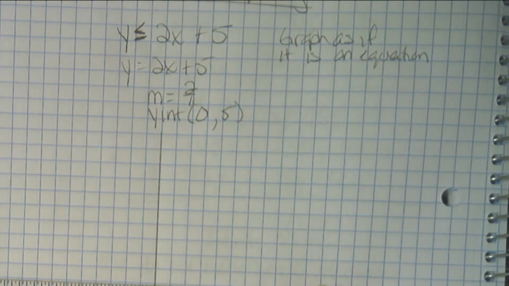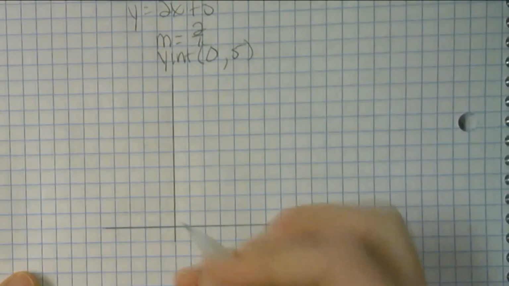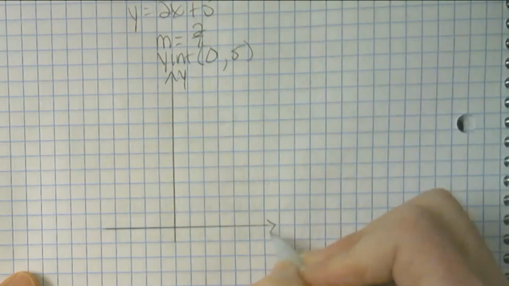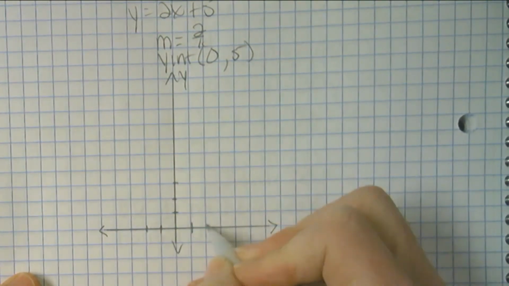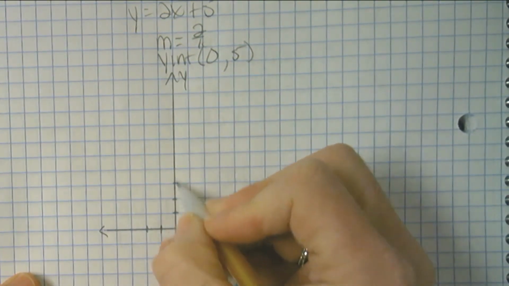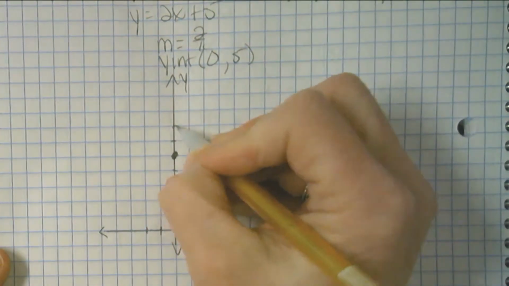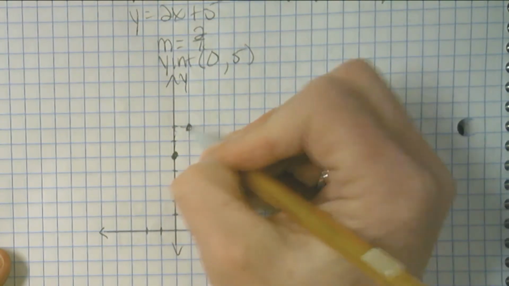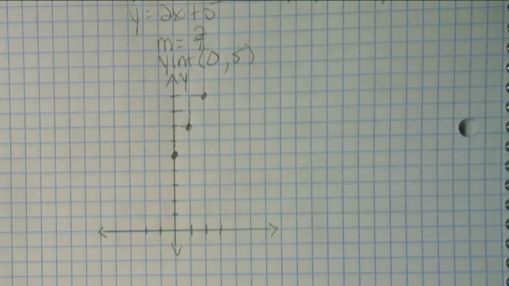So I'm going to drop my x-axis down a little bit further so I can accommodate starting at 0, 5 and then going up. That way I don't have to take up too much room on my page. So 0, 1, 2, 3, 4, 5. Now I'm going to go up 2, to the right 1, up 2, to the right 1. My increments go that far. Okay, now I need to graph it.